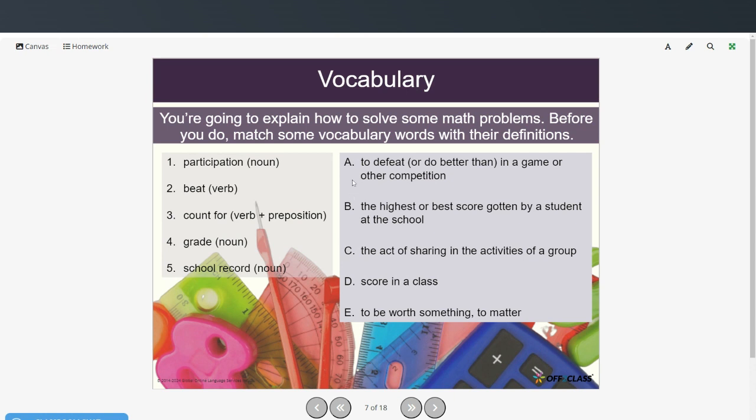Okay, so you're going to explain how to solve some math problems. And before you do, you want to match some vocabulary words to their definitions. So we have participation, beat, count for, grade, and school record. So again, pause the video, try those on your own, and then restart when you're ready to check your answers.